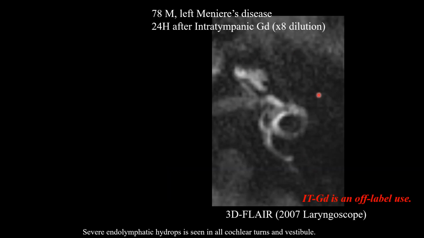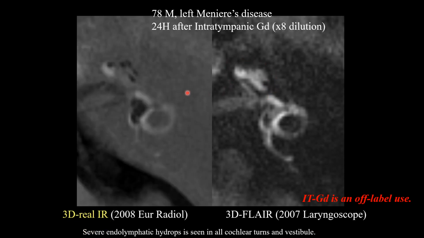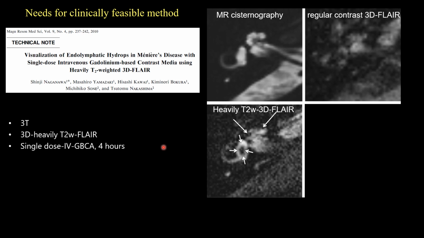By using 3D FLAIR, it is impossible to separate between the dilated endolymphatic space and surrounding bone. However, by using the 3D real inversion recovery, we could separately visualize perilymph, endolymph, and surrounding bone. But there are very big demands for clinically feasible method.